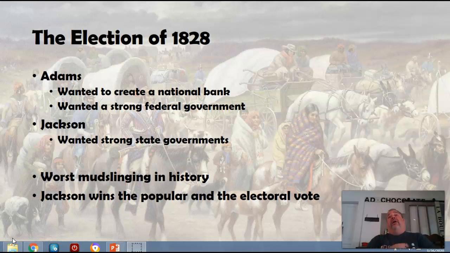If I tried to go to a national bank and get a loan as a farmer, they could care less about me. But if I went to my local Volunteer Federal, they would understand the plight of the farmer. They would understand the local man who can pay back just based on his good name. And so Andrew Jackson wants more state-level things to go on, where Adams is all about national level. When they get to the election of 1828, it is going to be the worst mudslinging in history.